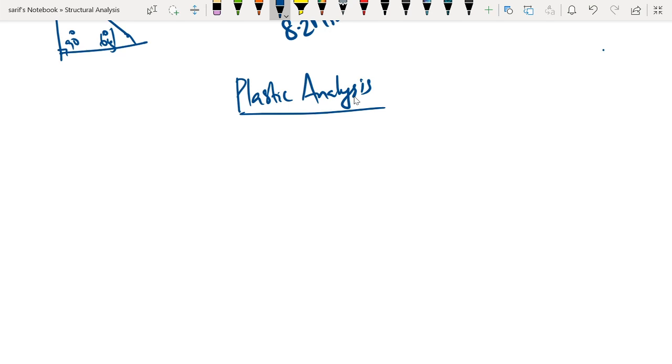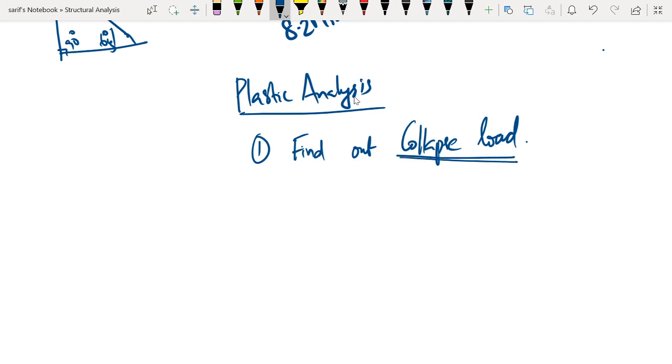അപ്പോൾ ഈ കാര്യങ്ങളെല്ലാം നമ്മൾ കഴിഞ്ഞ ക്ലാസ്സിൽ പഠിച്ചതാണ്. In this lecture, we will try to enter into the plastic analysis. So in plastic analysis, there are 2 types of questions that we have to address. First one is we need to find out the collapse load. Collapse load is the load at which the structure or a part of the structure fails. So that is known as the collapse load.